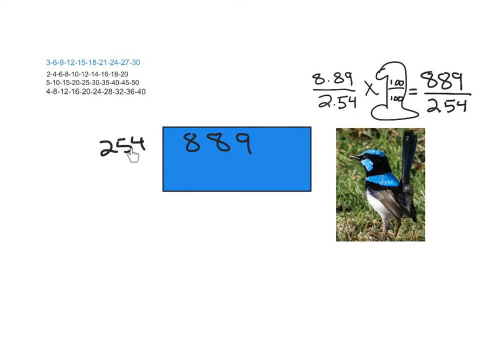And 254 will not fit into 8. It will not fit into 88, but it will fit into 889. So I am going to use my 300 as an estimation to figure out how many times it'll go in there. Each of these has 2 zeros, so I'm going to imagine that all of these have 2 zeros behind them. So there would be 300, then 600, then 900, which would be a little bit too much.